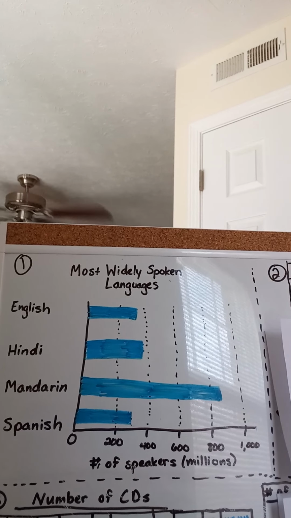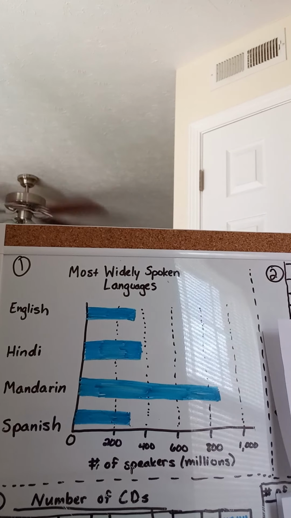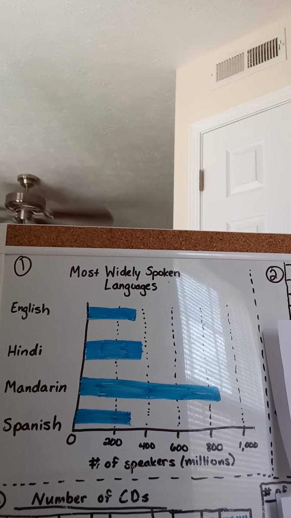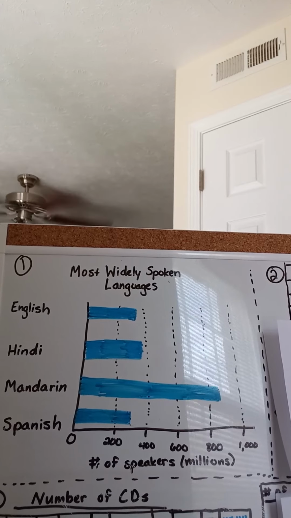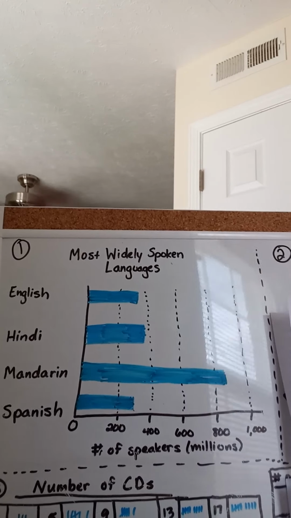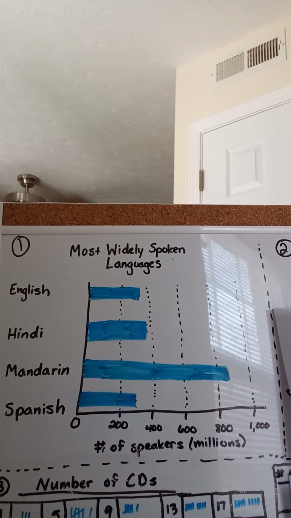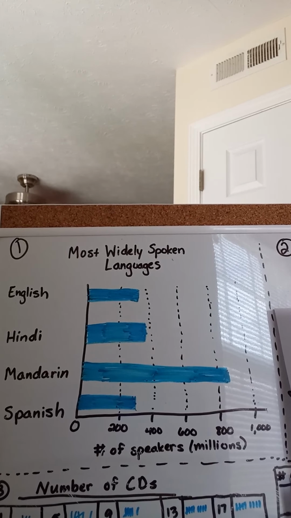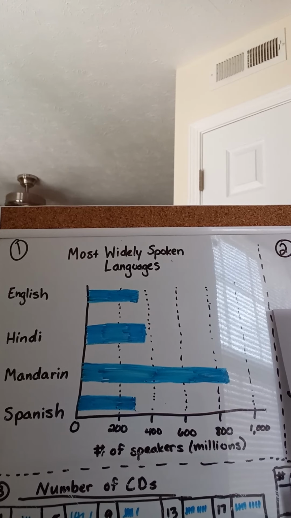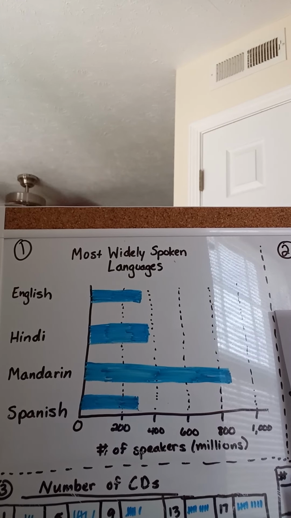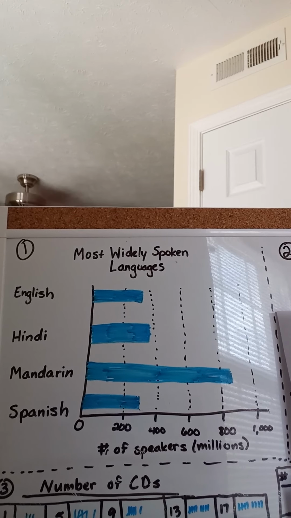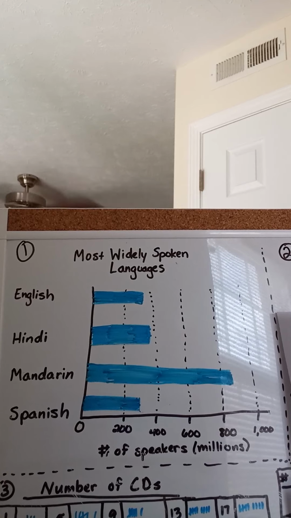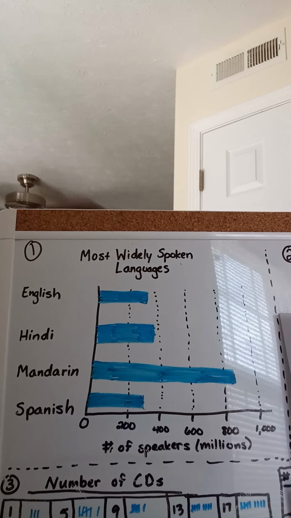If you look at the bottom, speakers, which is in the millions, okay? So it goes from 0 to 200. We're talking 200 million, right? So if you look at all of those, that's what they show, okay? So the first question that you need to answer on your paper is which language has the most native speakers? So which one? English, Hindi, Mandarin, or Spanish. All you have to do is write the word. So I'll give you about 5 seconds to do that.